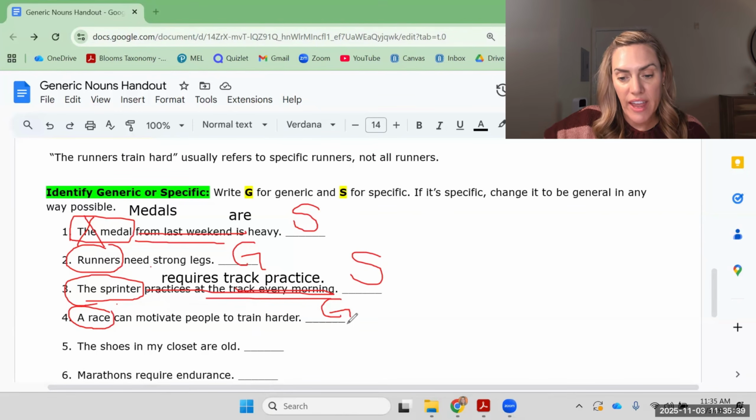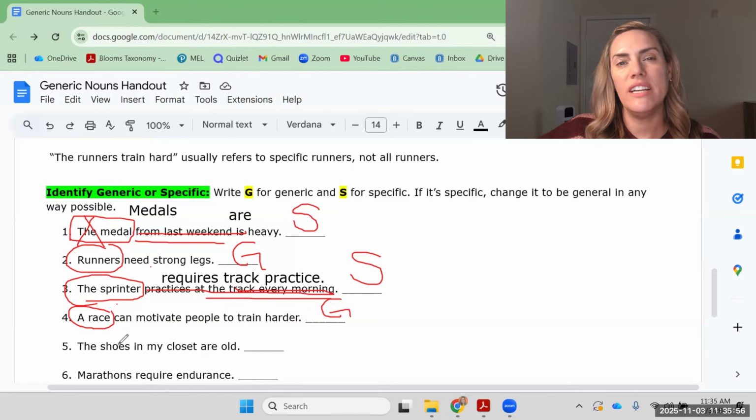Number four, a race can motivate people to train harder. This is generic. A race means any one race. It doesn't matter which one it is. It's generic. We could also say races can motivate people. Okay? I wouldn't say the race. I would actually avoid using the. I just think it opens up the possibility for too much confusion, because that is the hardest one to do. I would say a race or races, not the.